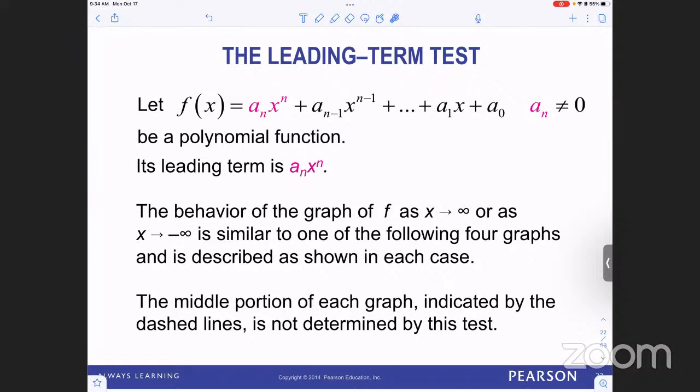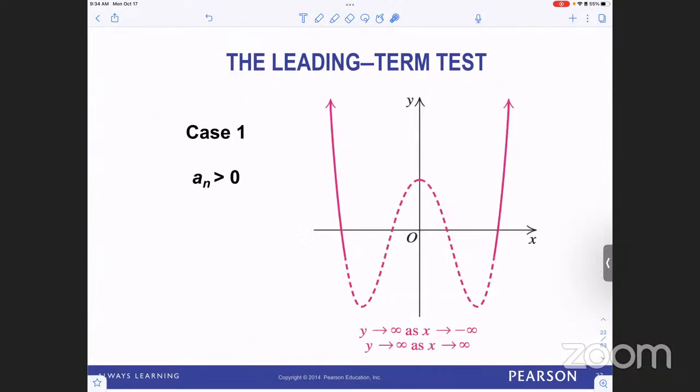So it's just giving us a little bit of insight into the graph of these polynomials without calculators and digital graphing devices, right? Without plotting points, right?